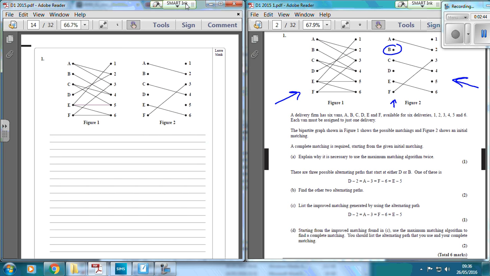we're going to start off with vertex B, and we can see that B can be matched to 4. And then we see that if B is matched to 4, 4 is already matched to C. So when we go on and do the maximum matching algorithm, we have to say what it's already matched to. So 4 is already matched to C. So we've gone from B to 4 back here, and C can be matched to 5, which is a breakthrough.